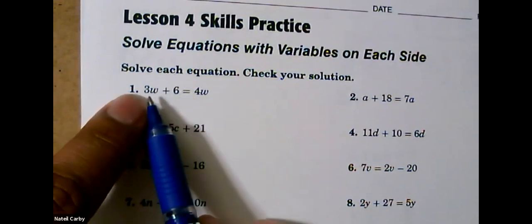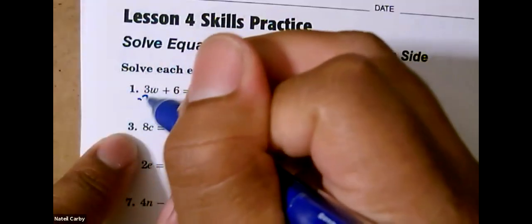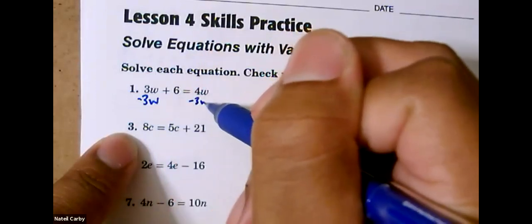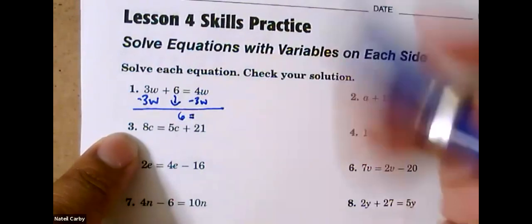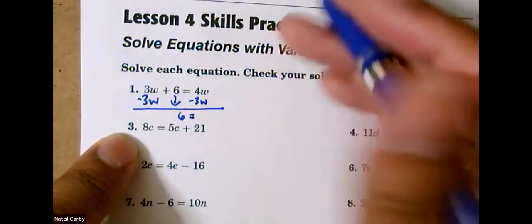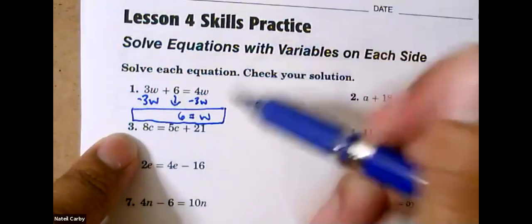Again, our goal is to get the variables all on one side and the constants on another. So when we get rid of the 3W, all I'm going to have is 6 is equal to, and 4 minus 3 is 1. Remember, in algebra, we don't write 1W, it's just W.